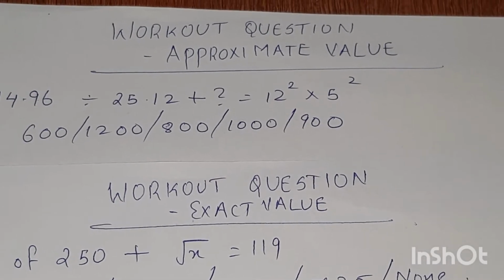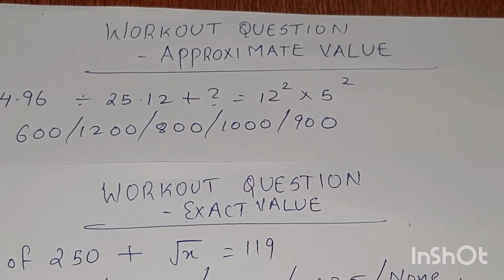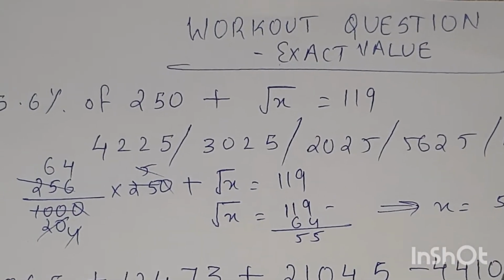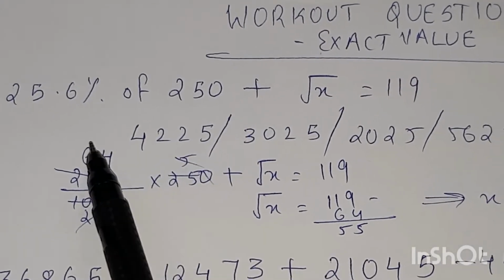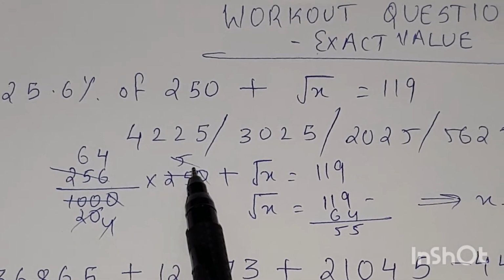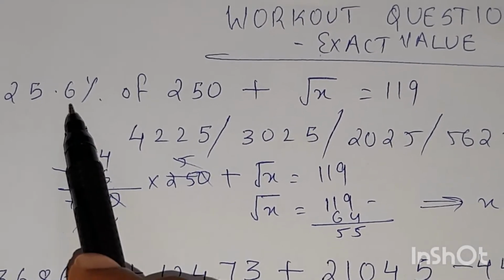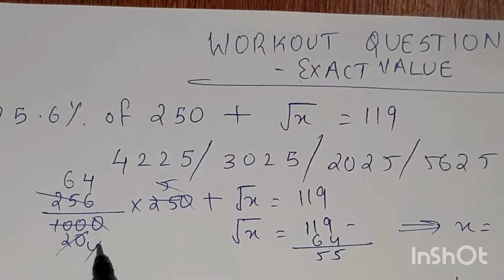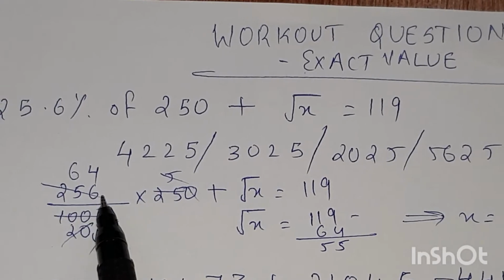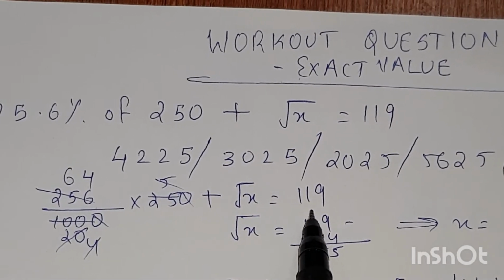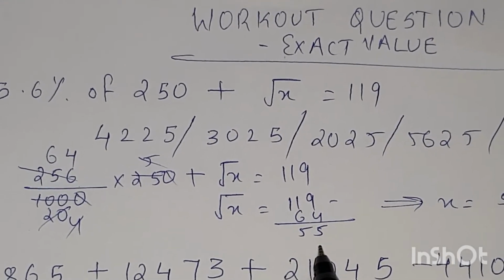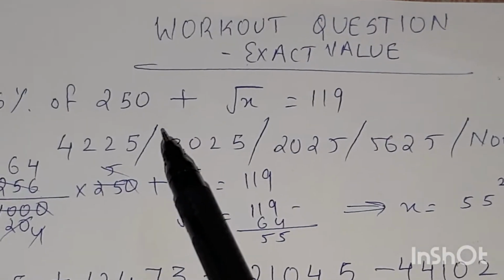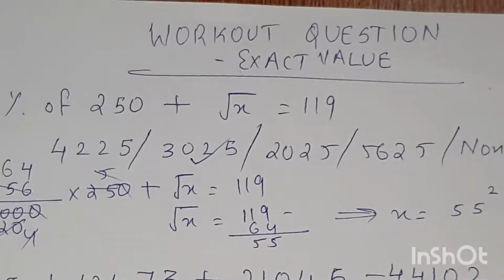Before going to the topic ages, I will give you the solutions of the approximate value and exact value workout questions. Going to the exact value workout questions, first one: 25.6 percentage of 250. So 256 by 1000 in order to remove the decimal, into 250 plus root x is equal to 119, and by simplifying we will get here 64, right? And here on the right hand side 119, so 119 minus 64 it is 55, root x is 55, so that x is equal to 55 square, which is equal to 3025. So the option is B.